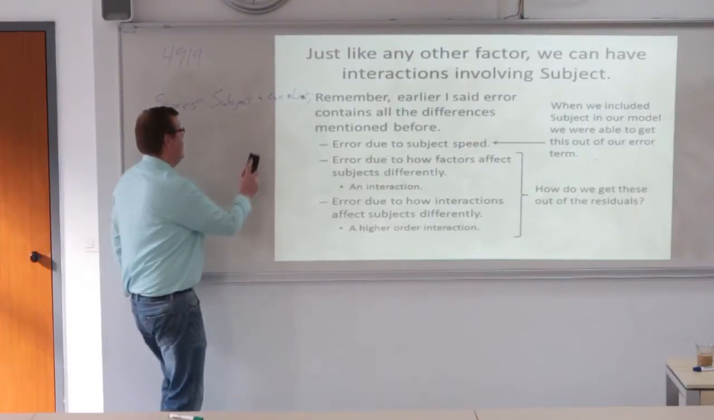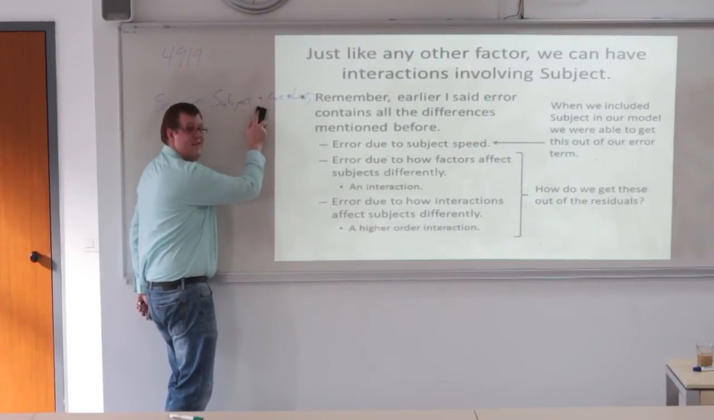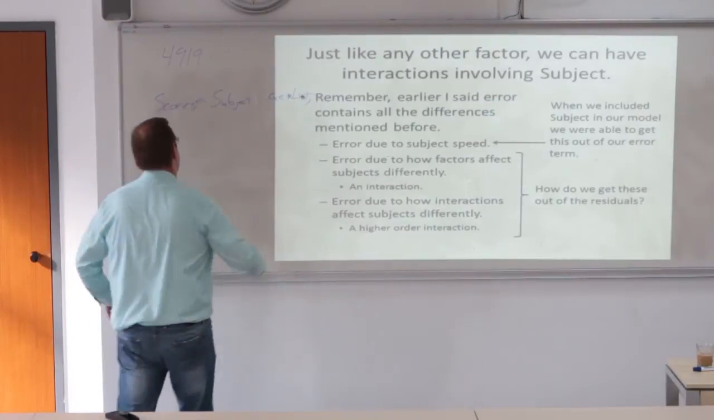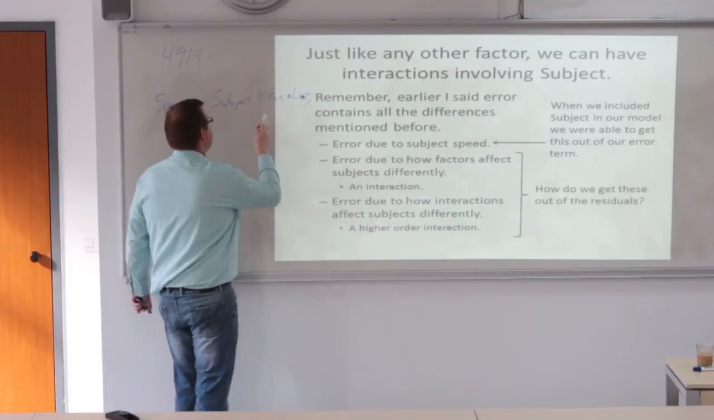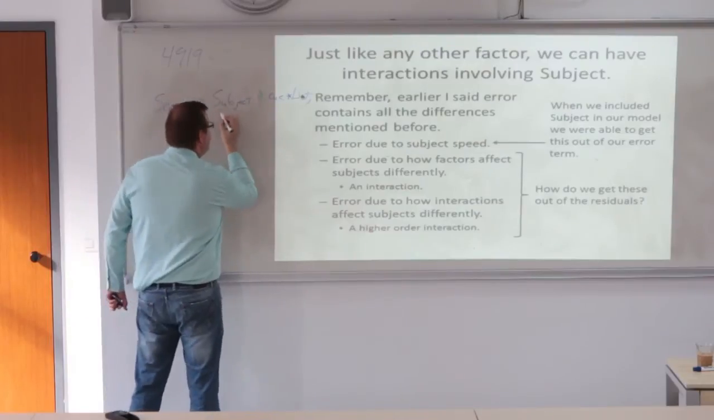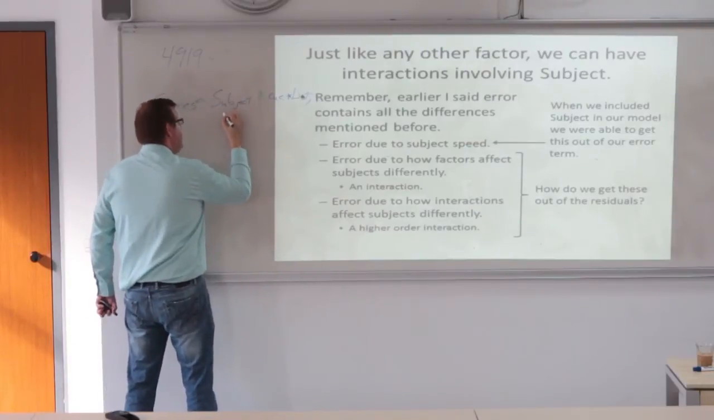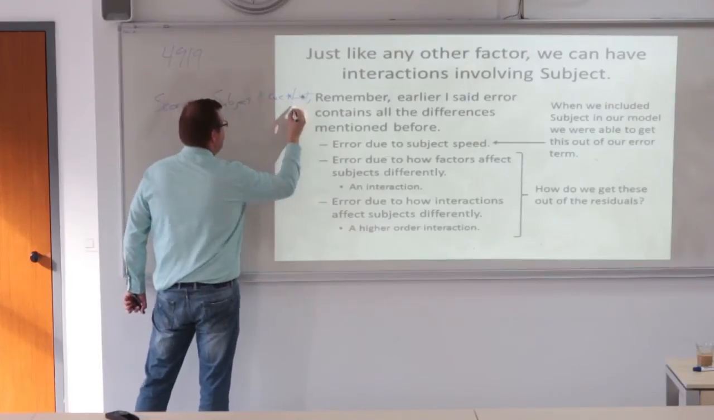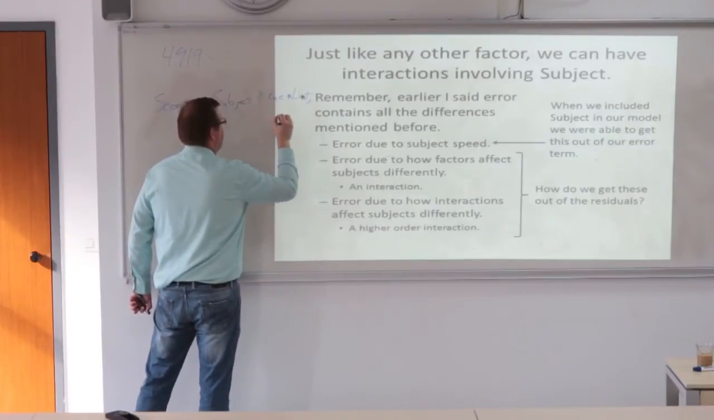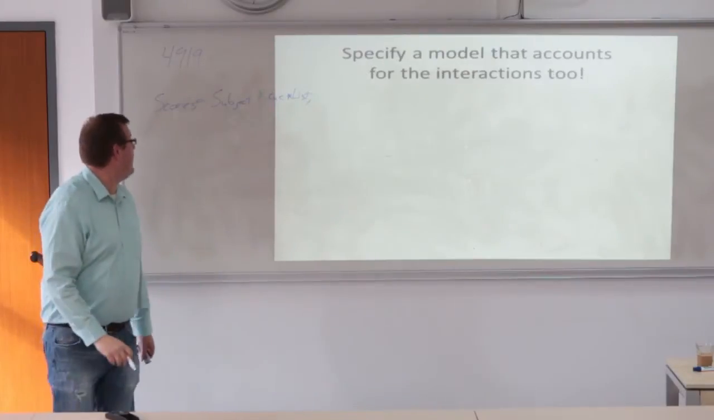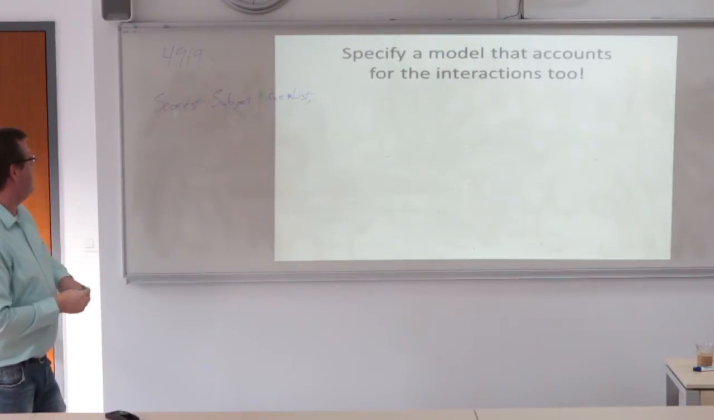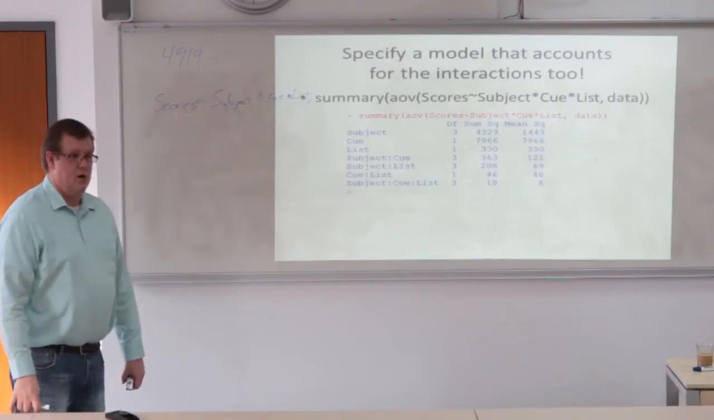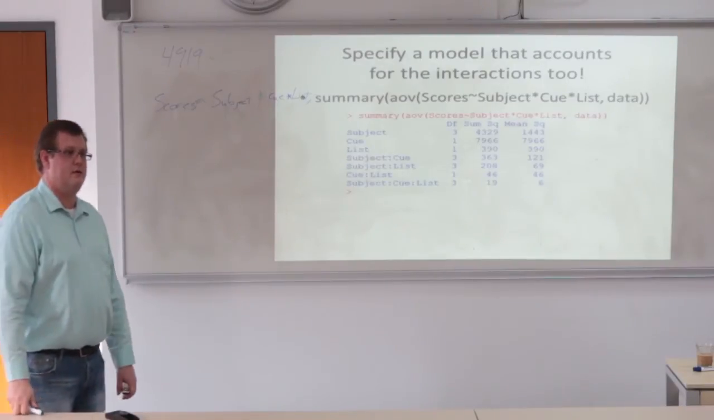It's not that long. We need to change that symbol. If we change that symbol, we will not only get the main effect of subject, we will also get the interactions of subject with Q, with list, and with Q and list. Right? So we can specify a model that accounts for the interactions too. Yay, there it is. So, we get this.